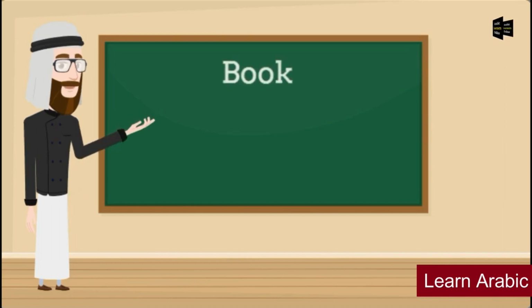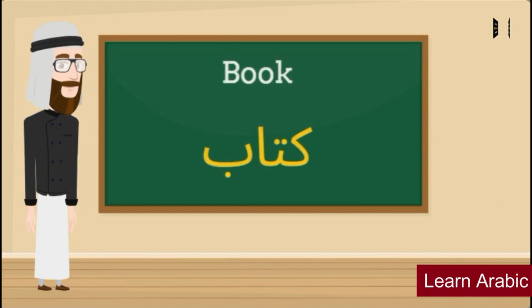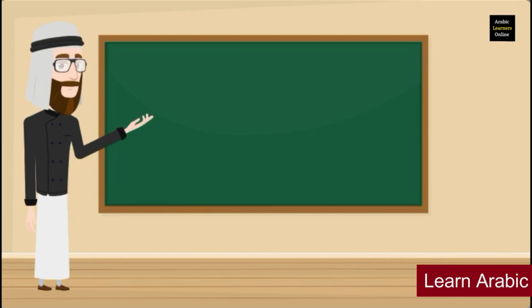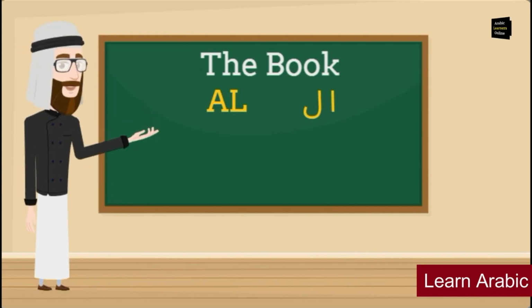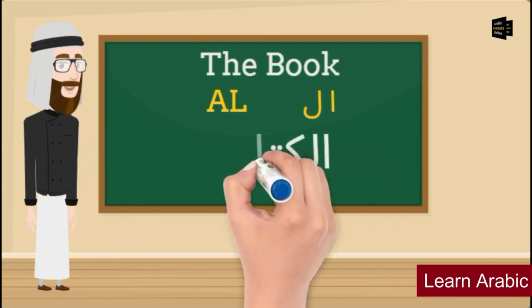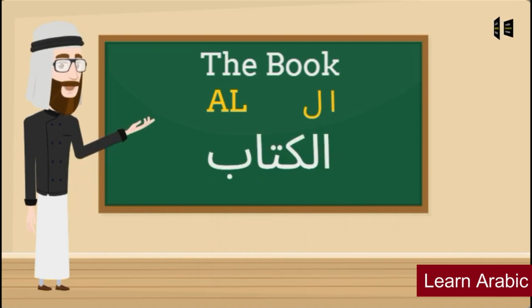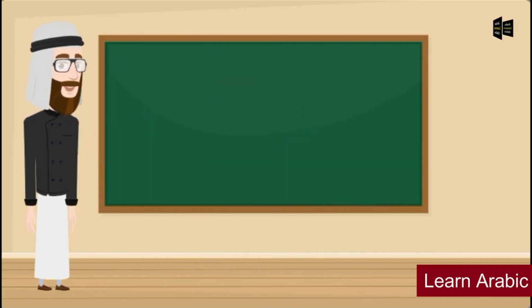We have the noun book, which means kitab in Arabic, and it's a masculine noun. If we want to say the book in Arabic, we need to add al, alif and lam, before the noun, and it will be al-kitab. The book, al-kitab.